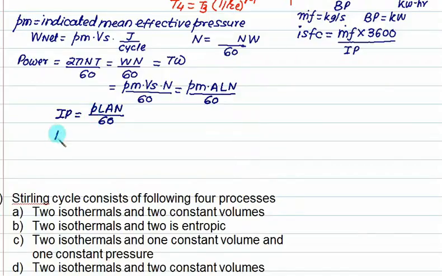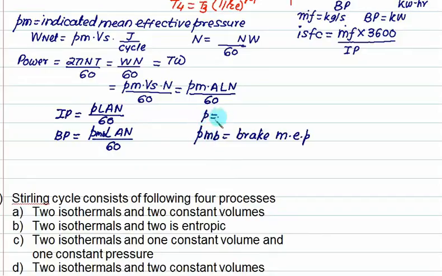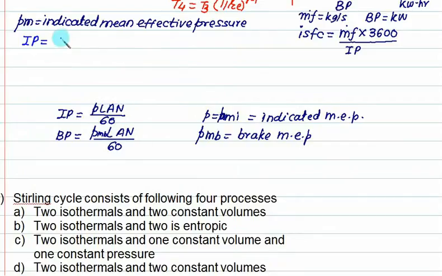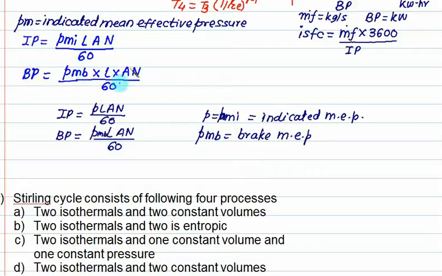Similarly, we can define BP, where the formula will remain the same, PLAN by 60. But this one is called PMB. What is PMB? It is brake mean effective pressure. IP is PM multiplied by L multiplied by A multiplied by N divided by 60. This is the power produced by one cylinder. If we have a multi-cylinder engine, we should multiply each term by the number of cylinders.